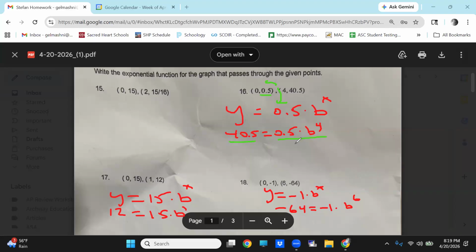Just move A. Oh no, so divide both sides by what? By 64? No, I'm doing number 16. You have 0.5 times b to the 4 equals 40.5. You want to get rid of the 0.5, right? Right now it's being multiplied. What's the opposite of multiplication? Division. So we divide by 0.5.